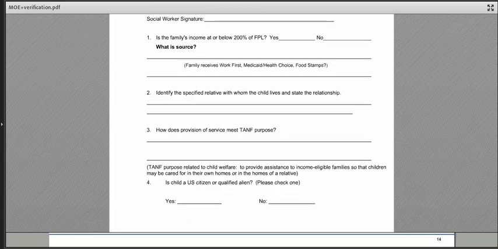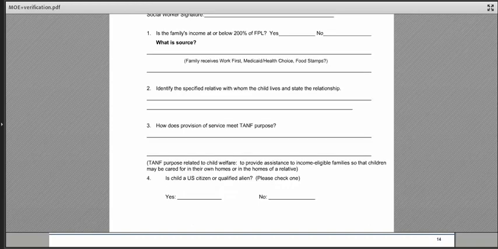Third, we want to document how the provision of this service meets the TANF purpose. And if you'll see down here below that, the purpose related to child welfare is to provide assistance to income-eligible families so children can be cared for in their own homes or homes of a relative. That's our general purpose for every family that we're serving in child welfare if we're using 9.